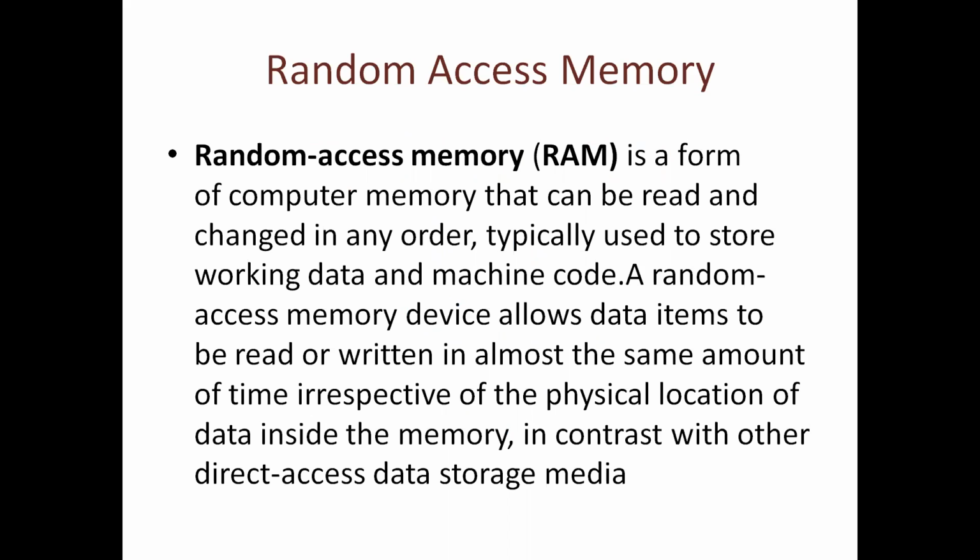First of all, what is RAM? The full form of RAM is random access memory. Random access memory, shortly abbreviated as RAM, is a form of computer memory that can be read and changed in any order, typically used to store working data and machine code. A random access memory device allows data items to be read or written in almost the same amount of time irrespective of the physical location of data inside the memory, in contrast with other direct access data storage media.